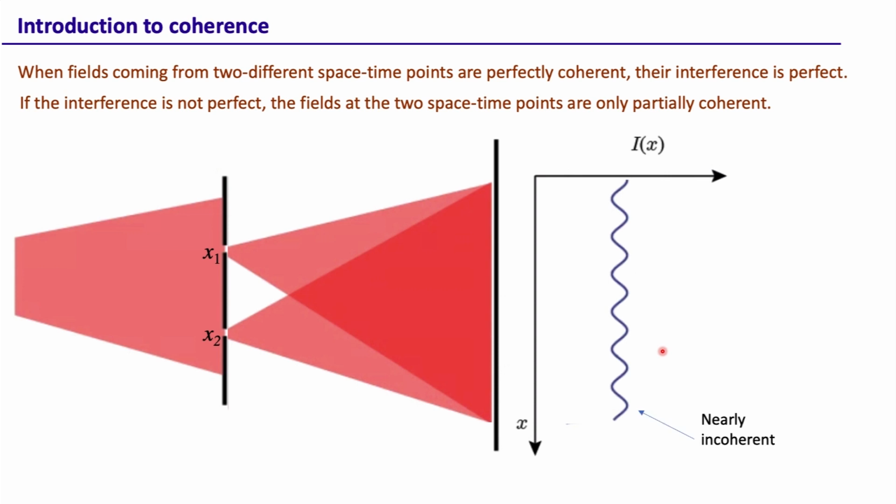So that is the intuitive understanding we have of coherence: if the light coming from two different space-time points is coherent, it has to produce a pretty good visibility interference pattern. If the interference pattern doesn't have as nice a visibility, that means it is not fully coherent. Of course, it is almost impossible to get perfectly incoherent light, and similarly, it is almost impossible to get perfectly coherent light. It's always in between.